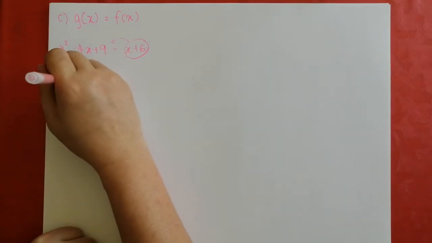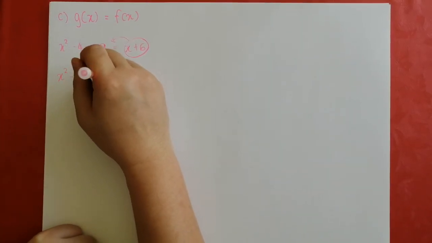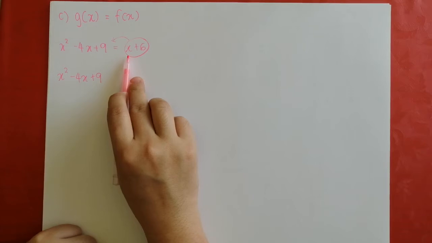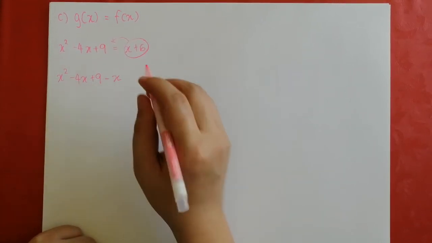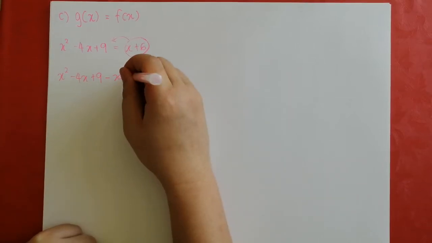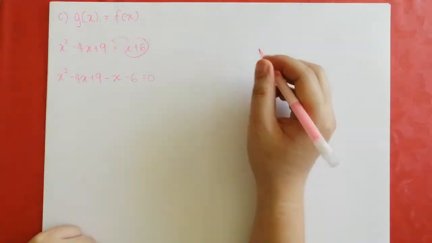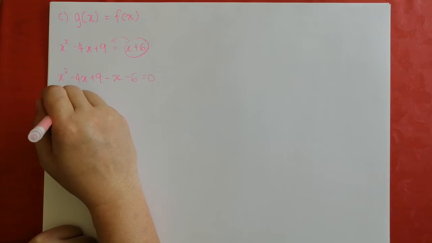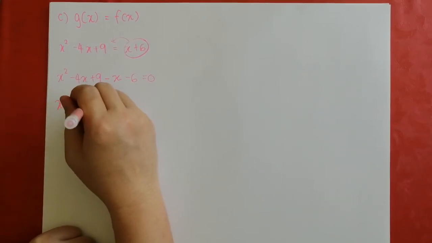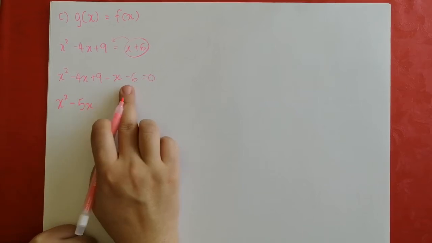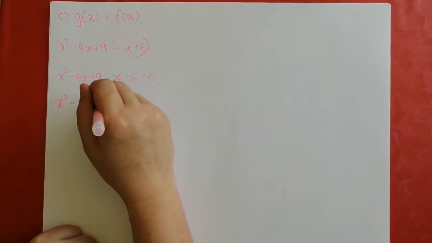Therefore, you have x squared minus 4x plus 9. Positive x, brought to the left, becomes negative x. Positive 6 becomes negative 6. Then let's simplify that. You will have x squared minus 4x minus x becomes minus 5x, plus 9 minus 6 gives you plus 3.